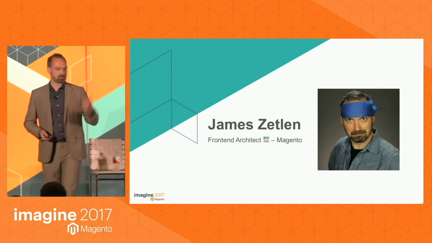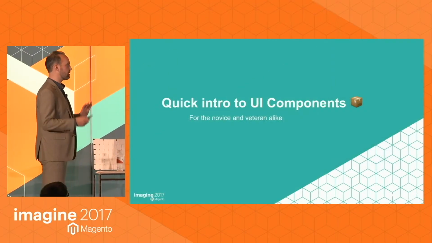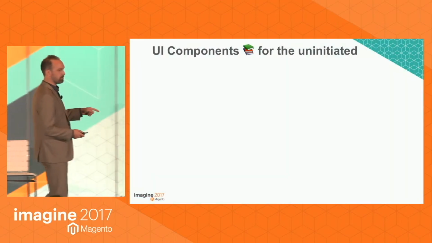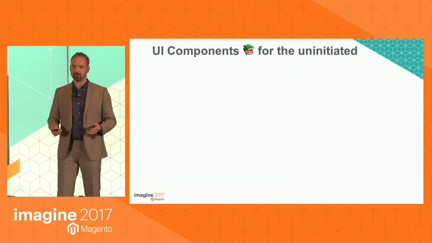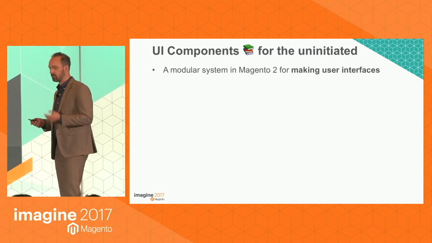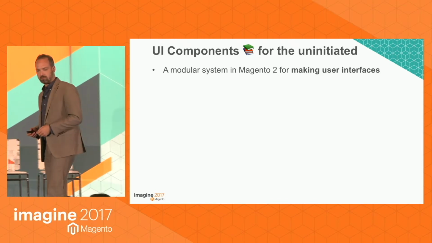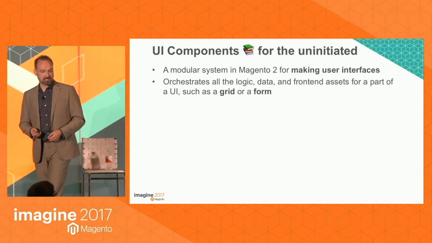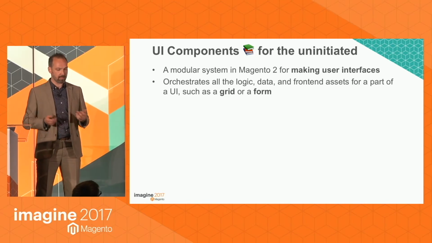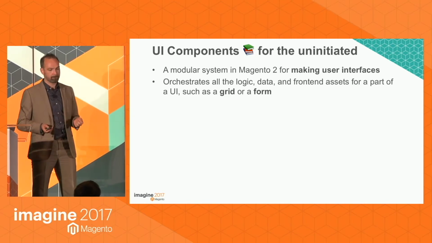You want to hear UI components? All right, we'll get right to it. UI components, quick intro for the novice and the veteran alike. Let's set the stage. UI components for the uninitiated. If you haven't heard about them, here's what they are. They're a modular system in Magento 2 for making and organizing user interfaces. The UI component system puts together the business logic, the current data, and all the front-end bits and pieces for a part of a UI, like a grid or a form.